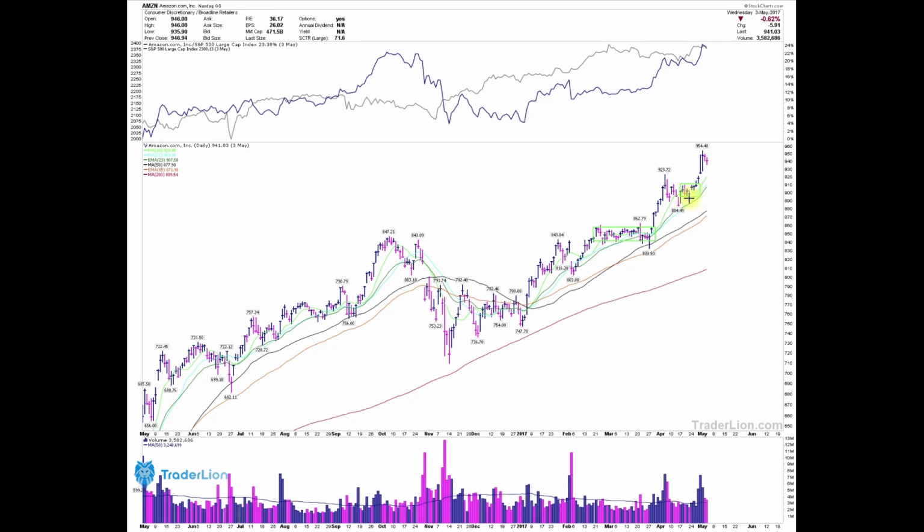We did not have this area marked on the weekly, and that's because, again, what do we have, 1, 2, 3, 4, 5. We've got about a week and a half here, so a week and a half of tight action is not going to show up or stand out on a weekly chart.